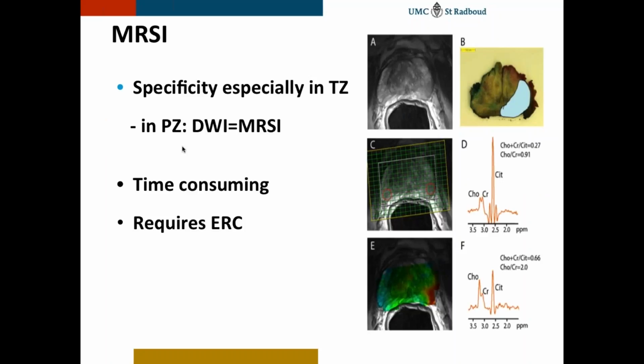And MR spectroscopy, I don't want to spend too much time on that. In this case, you need an endorectal coil to get enough signal-to-noise ratio. So to have enough signal, you have to put an antenna next to the prostate, and that's the endorectal coil. This way, you can get your diagnosis. However, it's time-consuming, it requires an endorectal coil, and it also requires expertise, which is quite often not available in a lot of hospitals.